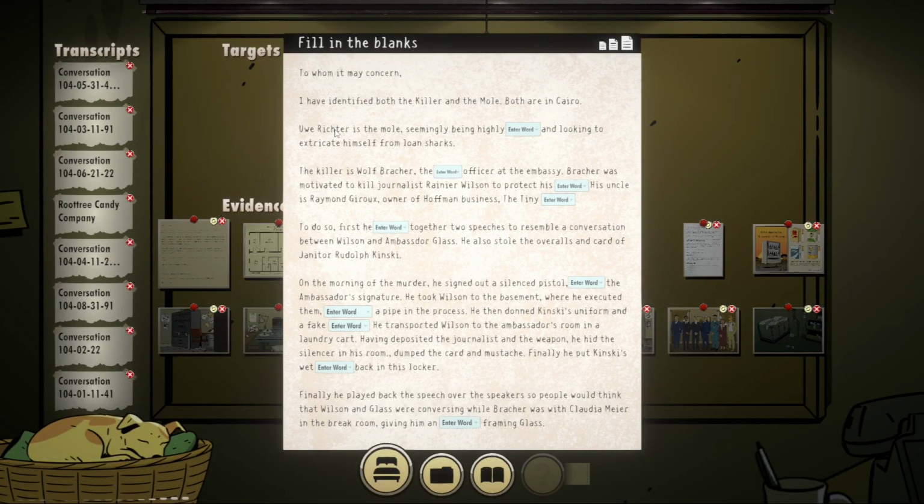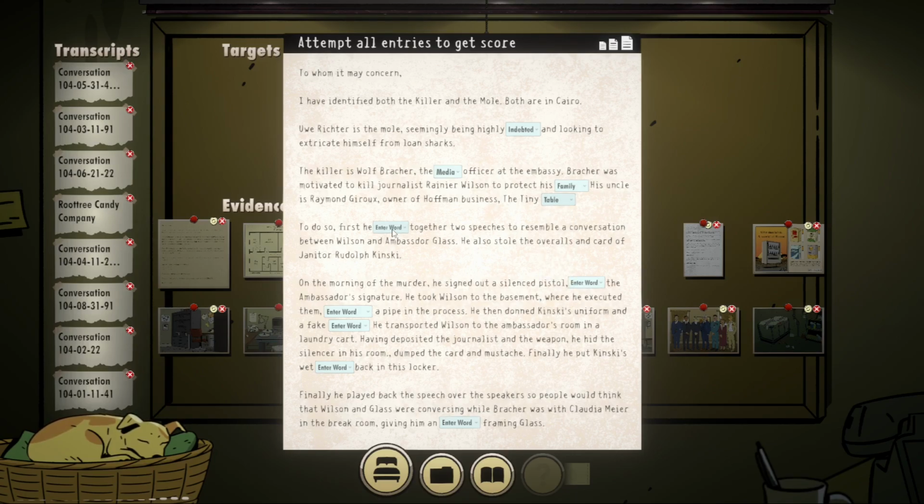To whom it may concern. I've identified both the killer and the mole. Both are in Cairo. Yui Richter's mole seemingly being highly indebted and looking to extricate himself from loan sharks. The killer is Wolf Brocker, a media officer at the embassy. Brocker was motivated to kill journalists to protect his family. His uncle is Raymond Garreau, owner of the Hoffman business, the tiny table. Right? That's what it was. It's the only thing I can think of.